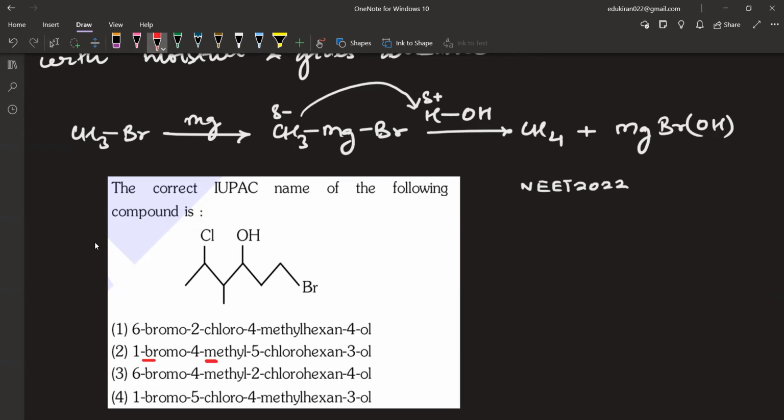No brother, after B, C should come. Chloro should come before methyl, right? So this option is obviously not correct. This option is not going to be correct. Now Minashi is correct.